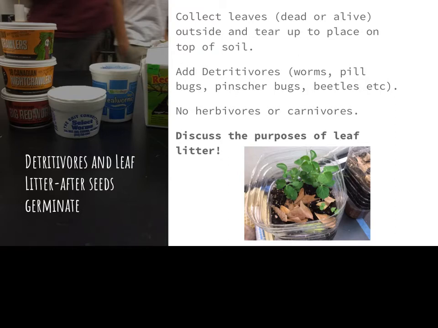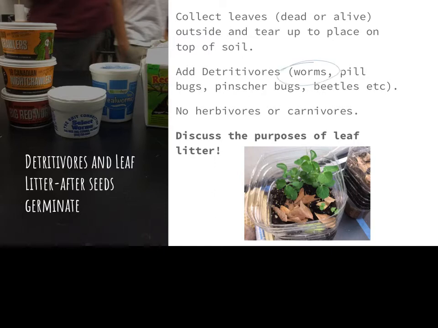All right, so about 2 or 4 or 5 days after you build your EcoColumn, just right after the seeds start germinating, it's a really good idea to start adding detritivores. So I tell my kids they have to add 1 or 2 worms and a few other detritivores. So they have to add worms so they can dig them up in the yard.